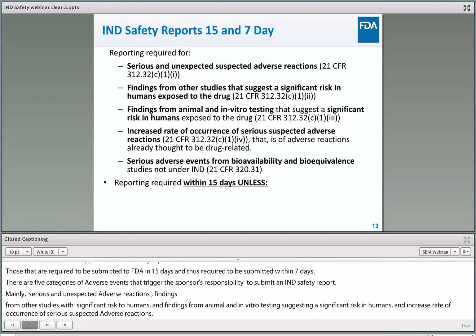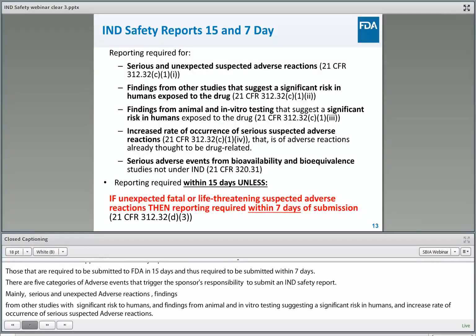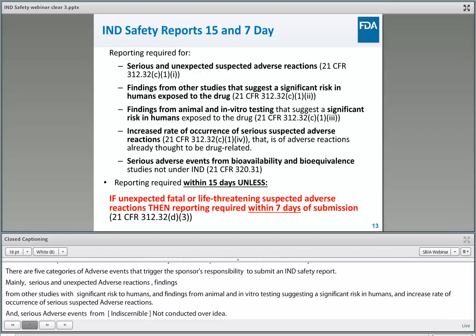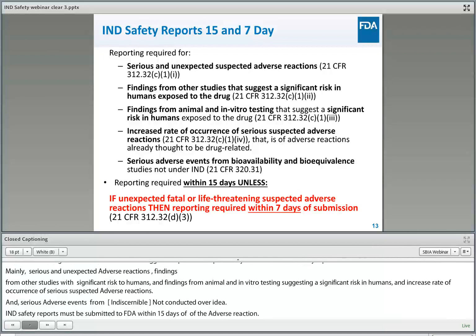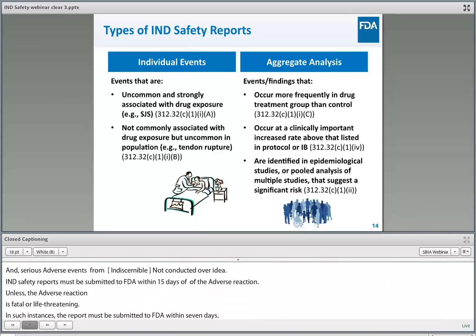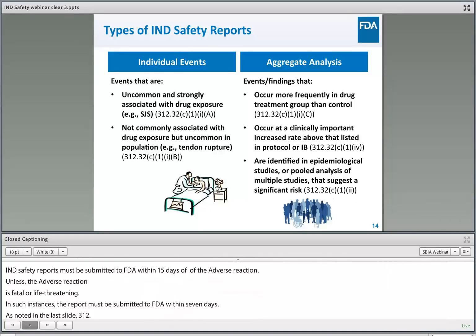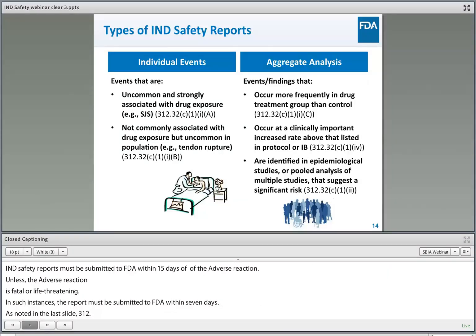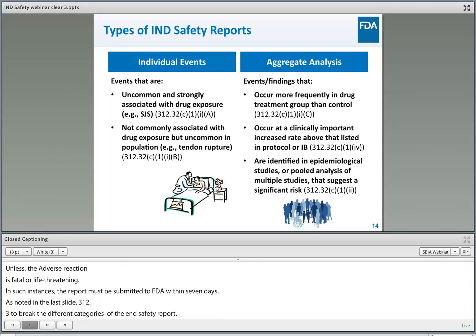IND safety reports must be submitted to FDA within 15 days of the adverse reaction, unless the adverse reaction was fatal or life-threatening. In such instances, the report must be submitted to FDA within 7 days. As noted in the last slide, 312.32 breaks out different categories that require an IND safety report. It may be helpful to group these categories into individual events and into those events requiring aggregate analysis. Serious and unexpected suspected adverse reactions are reportable as IND safety reports.